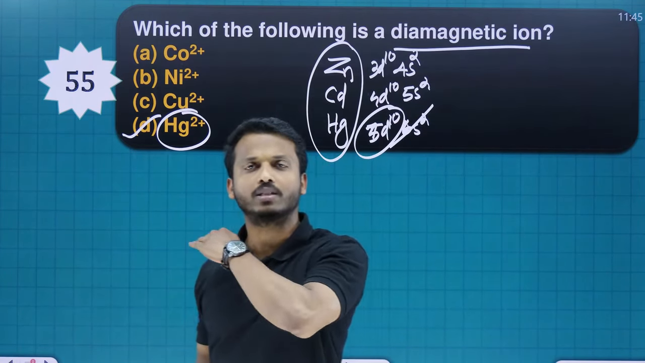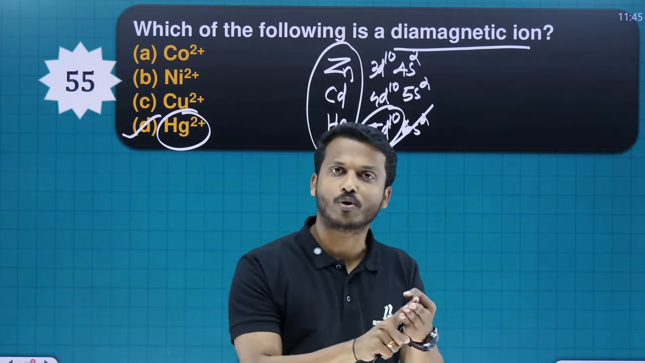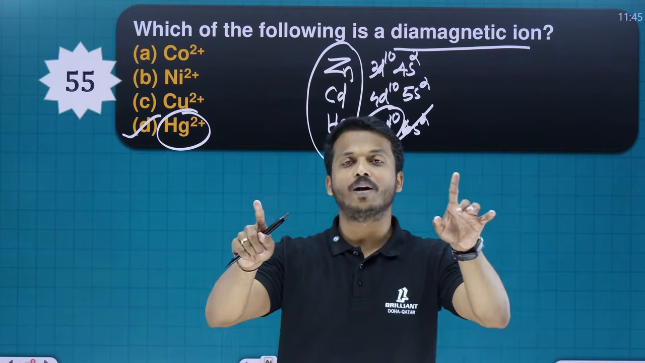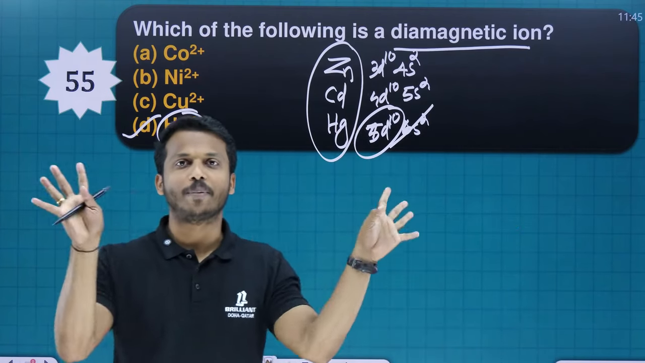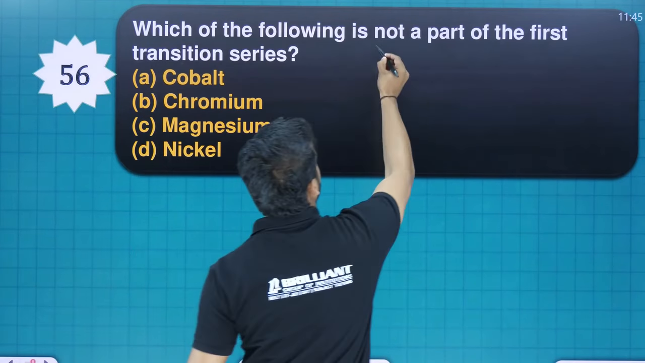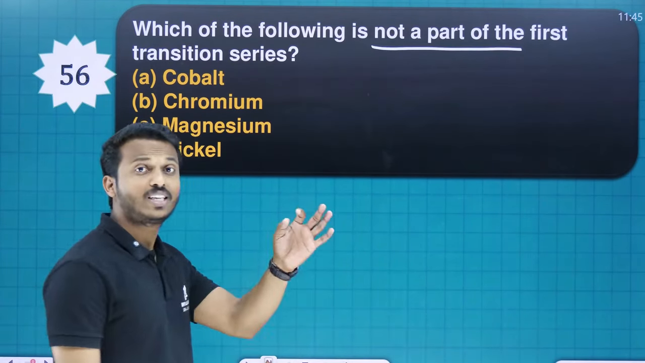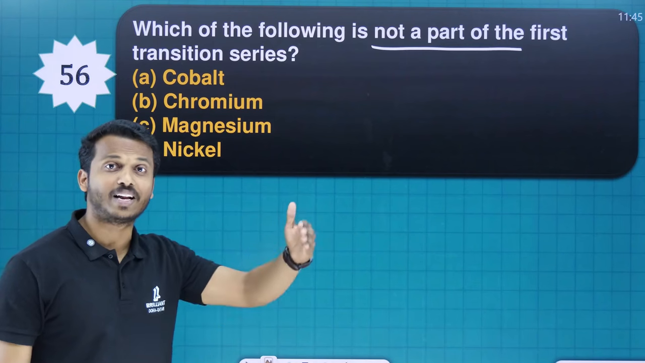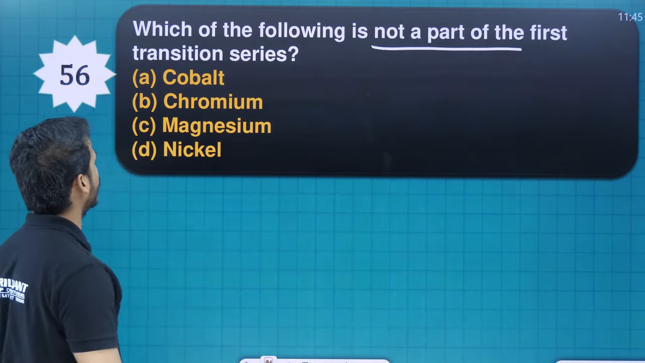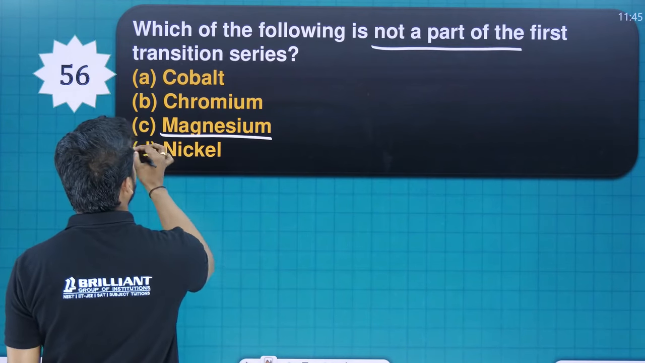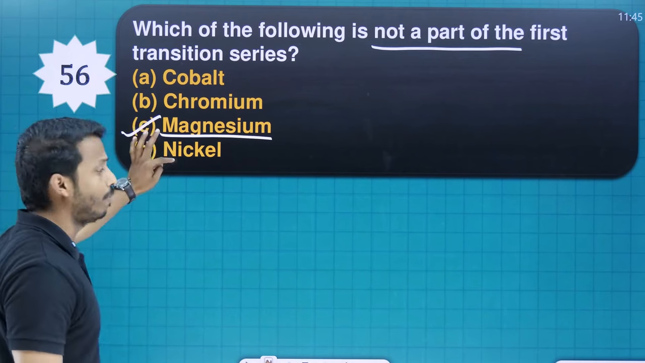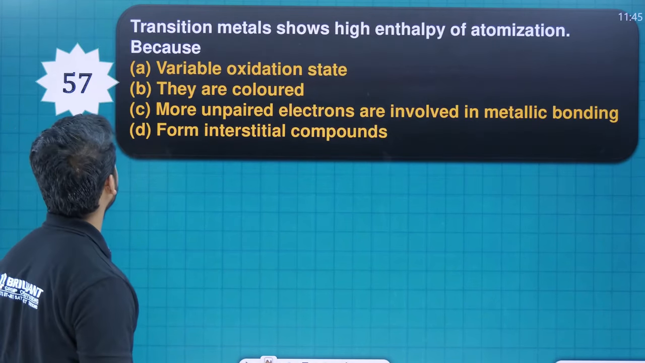Mercury in 2 plus means d10. d10 means what? The d orbital is fully filled. Zinc, cadmium, mercury, in their ground state, even their oxidation state, their d orbital is fully filled, no unpaired electron. So it is diamagnetic. Which of the following is not a part of the first transition series? Scandium, titanium, vanadium, chromium, manganese, iron, cobalt, nickel, copper, zinc, which does not belong to this one? Magnesium is the one. Cobalt, chromium, nickel are already there in the 3d series.